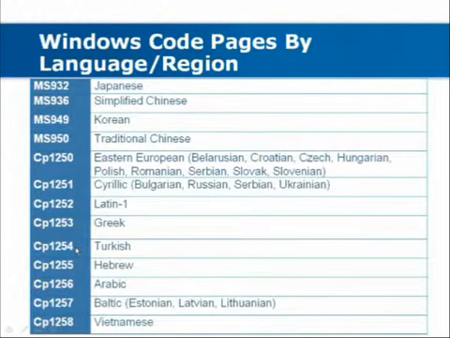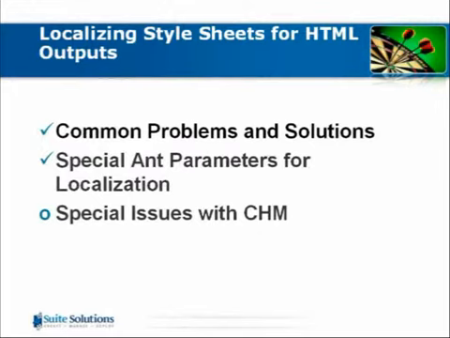Okay, this is a list of code pages by language and region. So anything would have to be converted to the correct code pages. Okay. That's special parameters for localization. Any questions? Okay, continue.